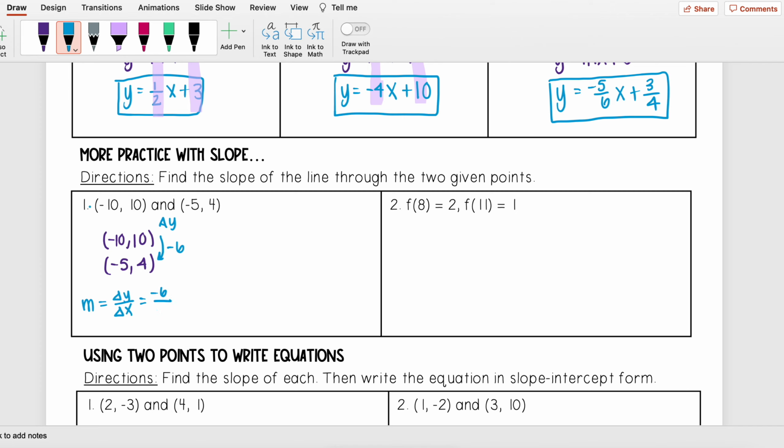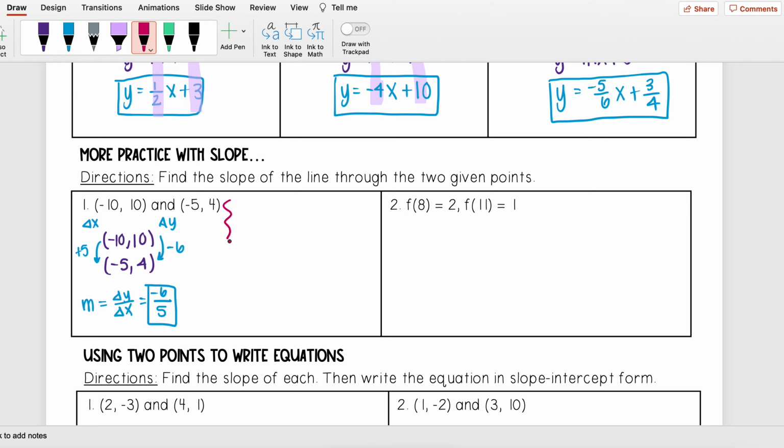And now I need to find my change in x. So I need to see, how do I get from -10 to -5? Well, -10 plus 5 gets me -5. And so my slope is -6 over 5.